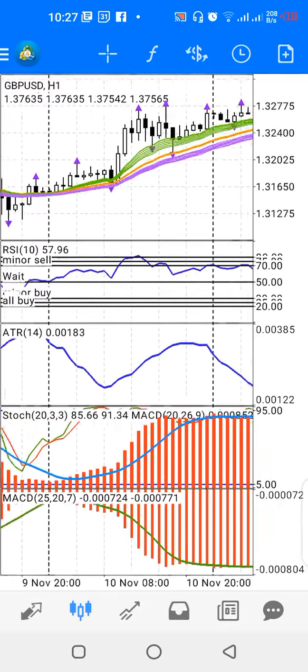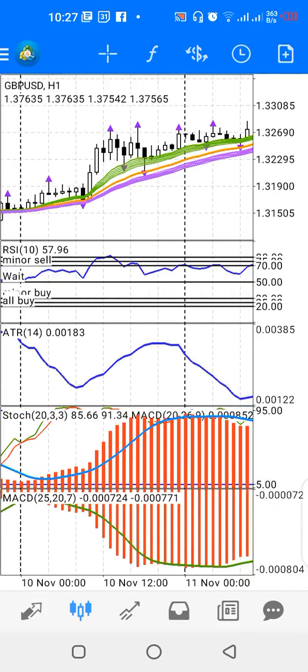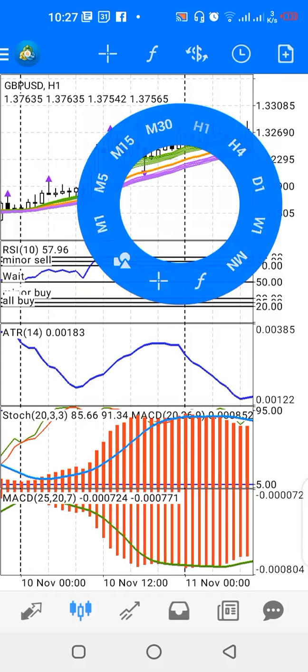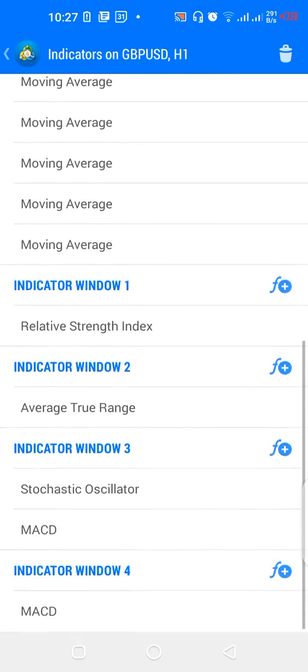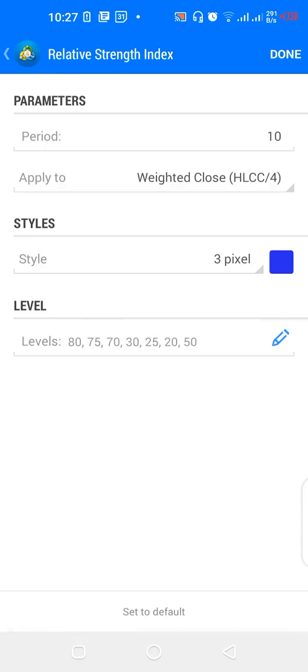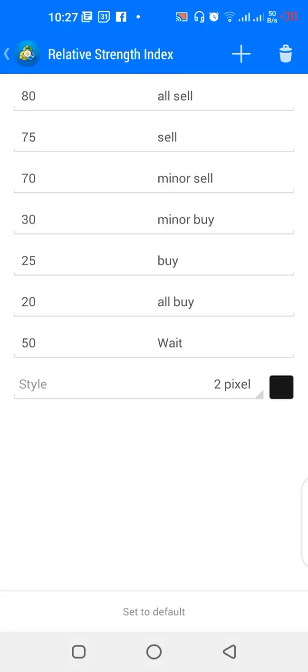All right, let's go to indicator window 1. Let's look at the parameters, the settings for indicator 1. We just have RSI, and the period is 10. Applied to weighted close, color is blue. And the levels, we have 80, 75, 70, 30, 25, 20, 50. Okay, the color is black for the RSI.